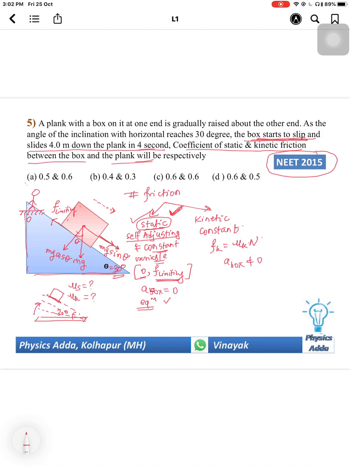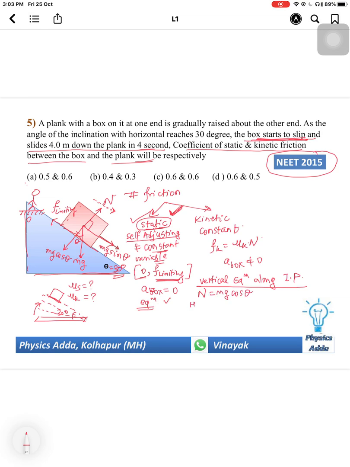And this will be what? The normal reaction, which will act perpendicular to the inclined plane, right? So I can write like this. If I am taking equilibrium perpendicular to the inclined plane, it will be N is equal to mg cos theta.